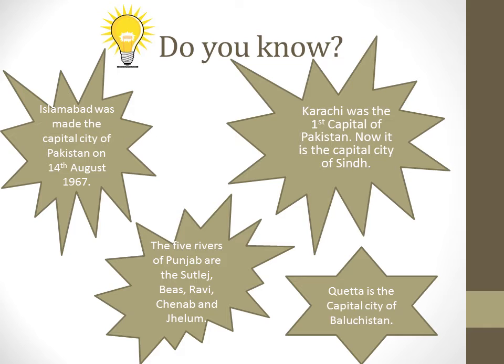There are 5 rivers in Pakistan and all the 5 rivers are in Punjab. So Punjab is known as the land of 5 rivers. The names of the rivers are Sutlej, Beas, Ravi, Chenab and Jhelum. And one another important thing is, Quetta is the capital city of Pakistan.